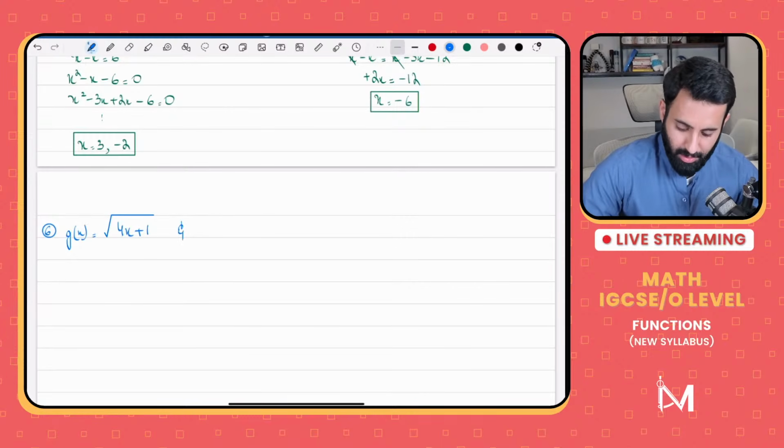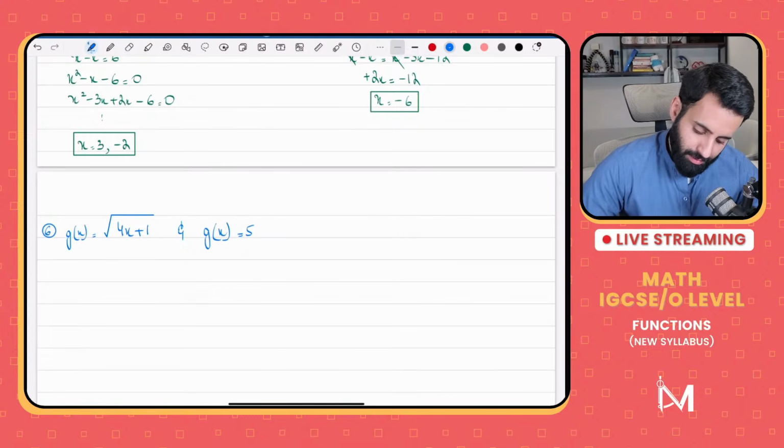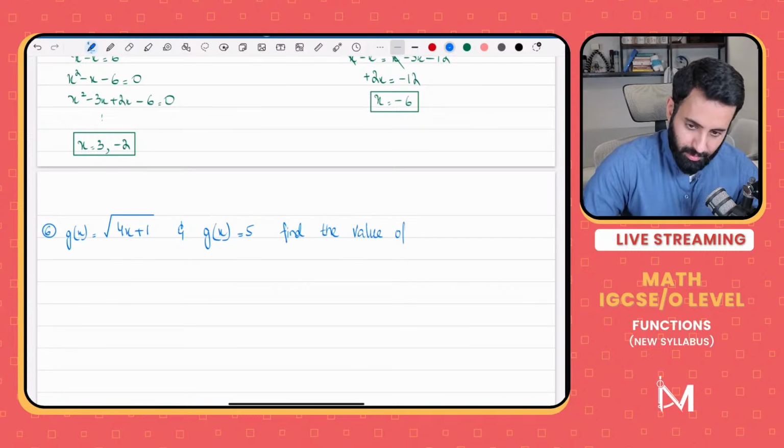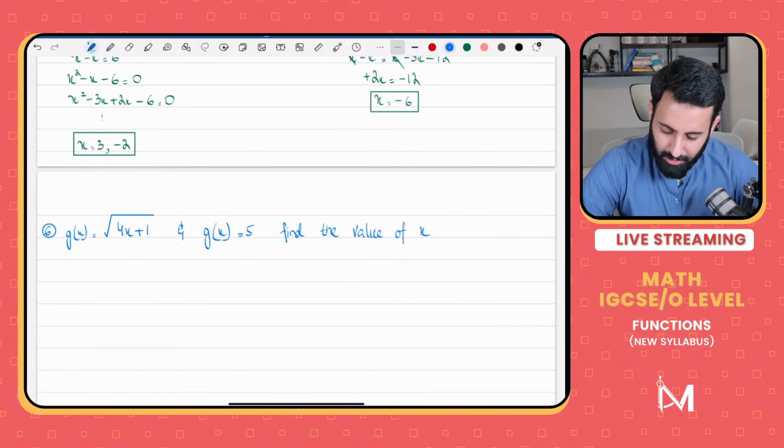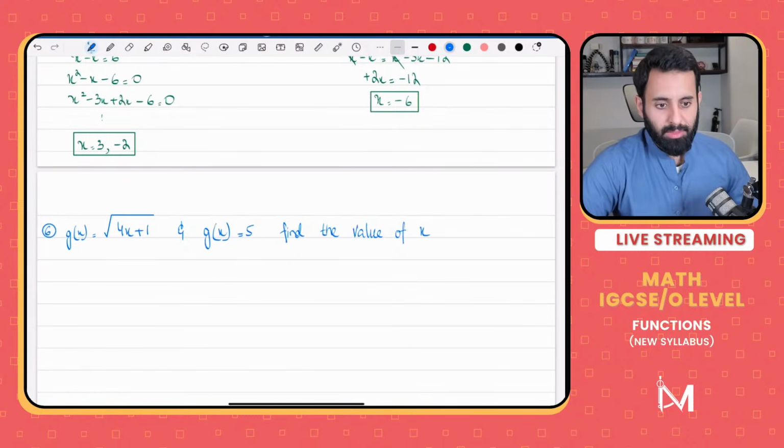And the question says g of x equals 5. Find the value of x. Yes, we will cover all the functions today, inshallah. So g of x equals 4x plus 1 and g of x equals 5. Find the value of x. Question for you guys.